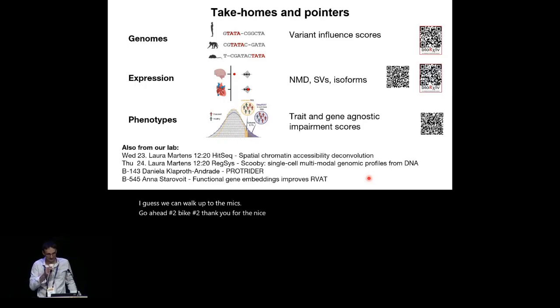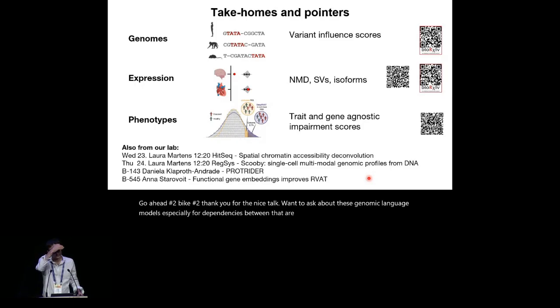I want to ask about these genomic language models, especially for dependencies between nucleotides that are species-specific or cell-type specific. Do these models have weaknesses there because they are trained on hundreds of species? And if a dependency is only occurring in one specific species in one cell type, how do they capture those effects?